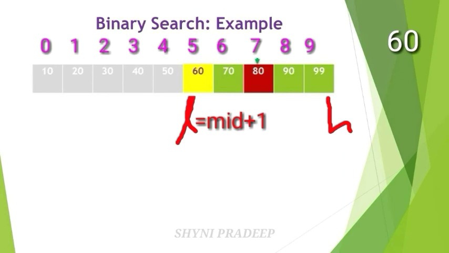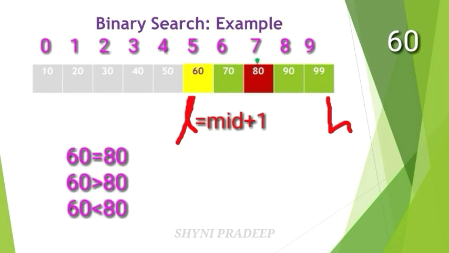Here this low is mid plus 1, because the lowest value increased and this lowest value comes after the mid. So this is the lowest value, this is the highest value. Now check these conditions. What is the middle element now? 80. And what is your search element? 60. So check these cases.